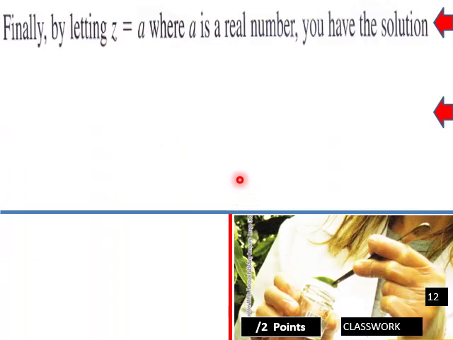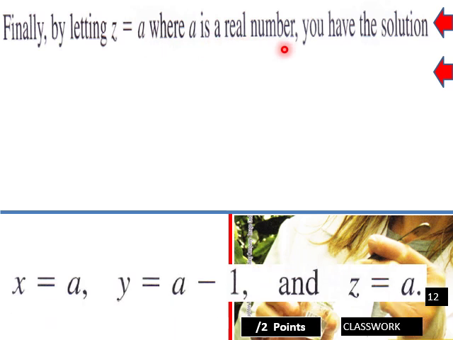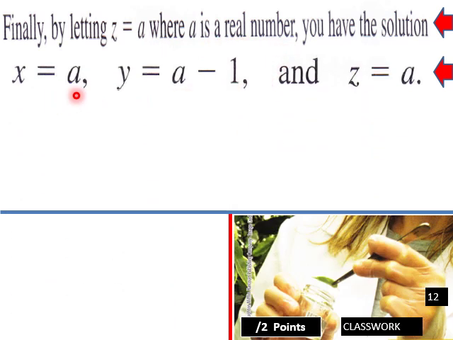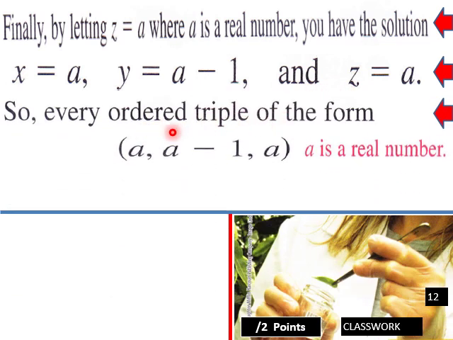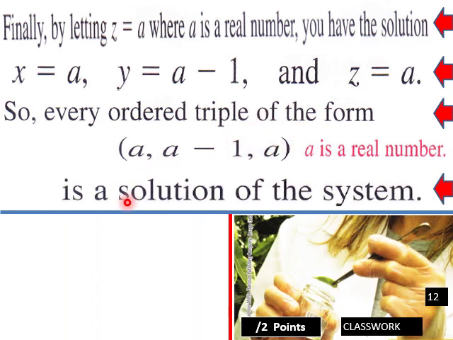When we have that, finally by letting z equals a, where a is a real number, you have the solution here of x equals a, y equals a minus 1, and z equals a. So for every ordered triple of the form a, a minus 1, and a, where a is a real number, this will be a solution for that system.